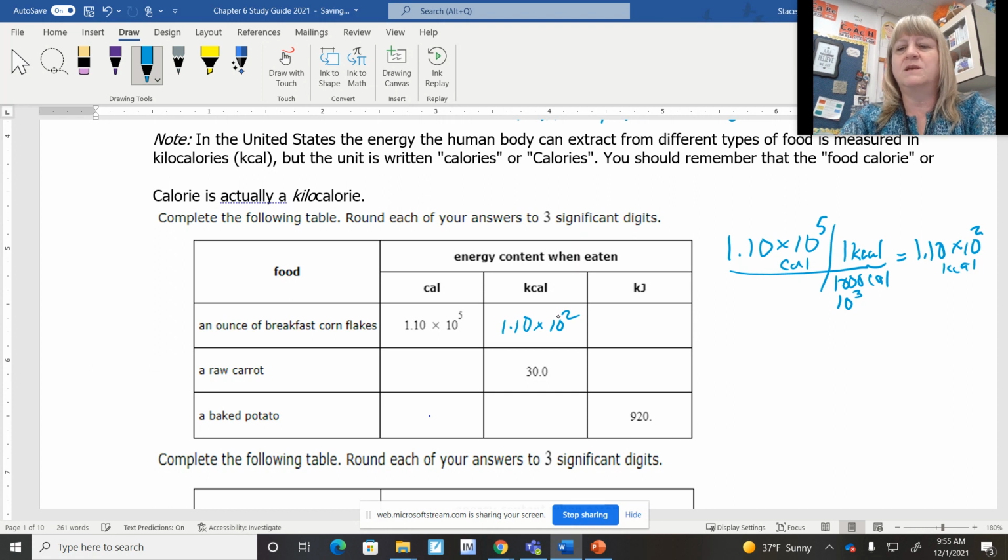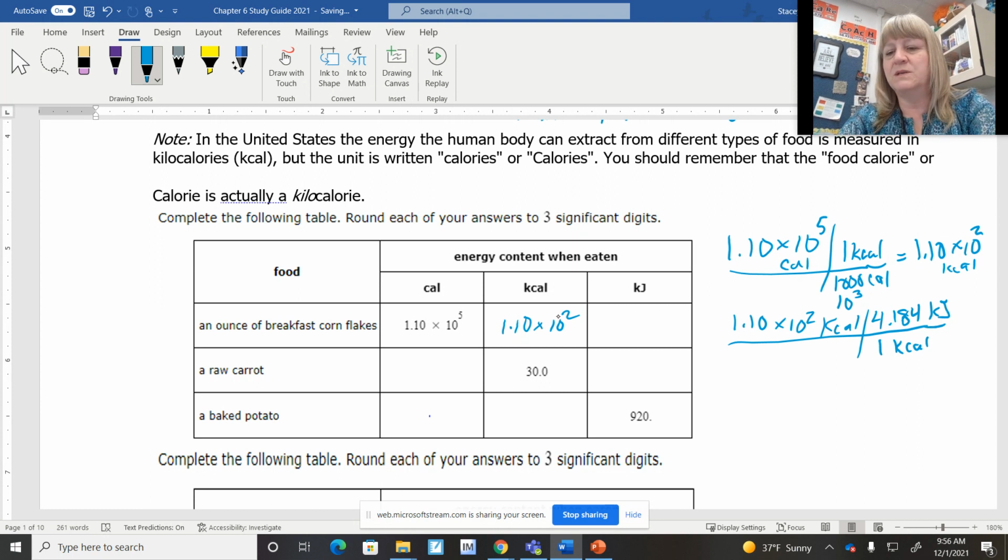Then to go from kilocalories to kilojoules, you can also do 1.10 times 10 to the second kilocalories. You can still use, for every 1 kilocalorie, there's going to be 4.184 kilojoules, because I put 1,000 on top and bottom, so it still cancels out. So then I just times that through, and I end up with 1.1.